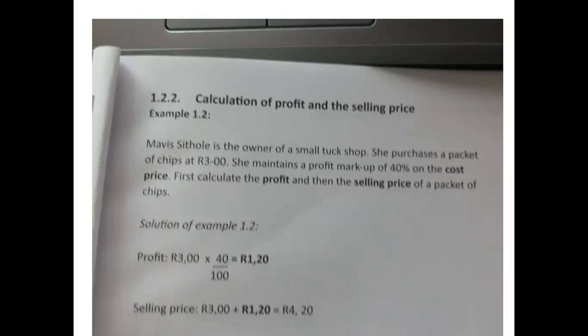All right, so there are already 2 calculations that you can see. First, you will need to calculate the profit amount, and secondly, the selling price, or what is going to be sales. Now, to get the profit amount, you take the cost price times the profit markup percentage that they give to you. And then your answer you're going to add to the cost price to get your selling price.